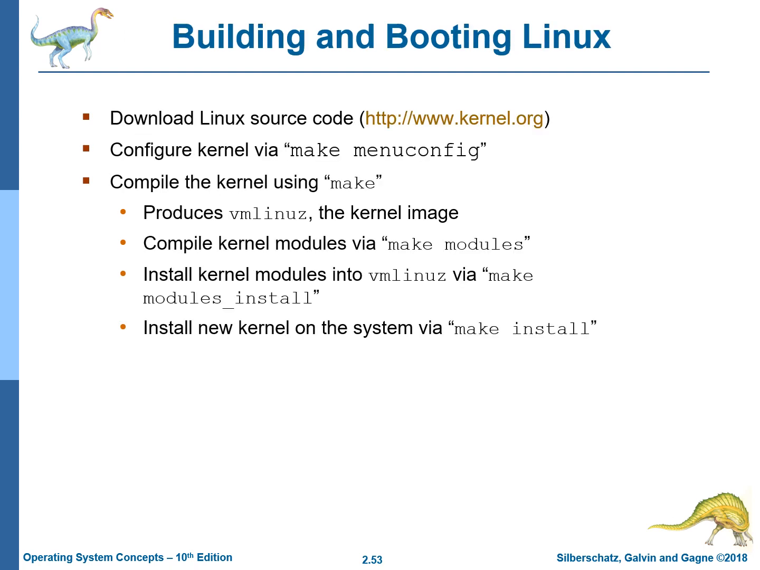Building and booting Linux. Download the Linux source code from this website here and configure the kernel via make menuconfig, and compile the kernel using make, which produces vmlinux, the kernel image. Compile kernel modules via make modules, install kernel modules into vmlinux via make modules_install, and install the new kernel on the system via make install.